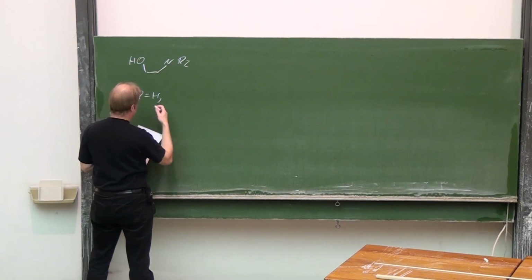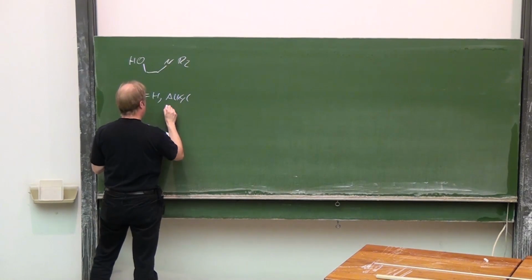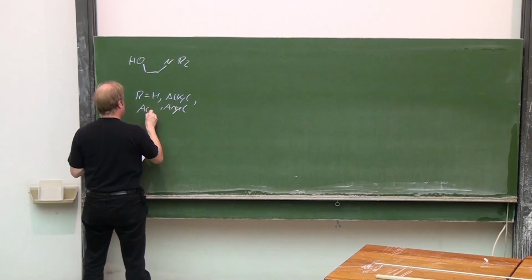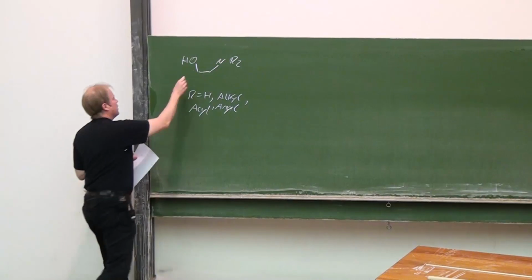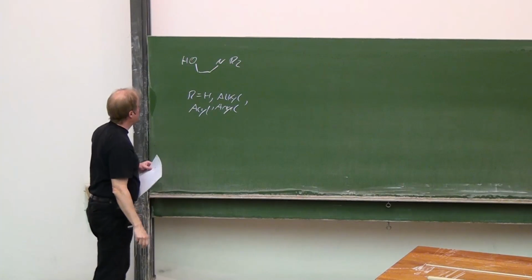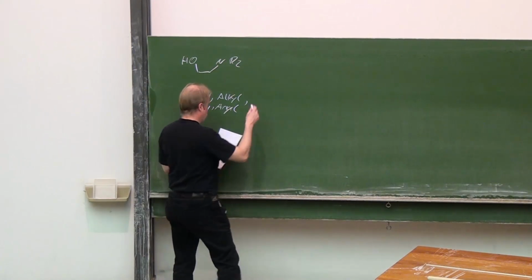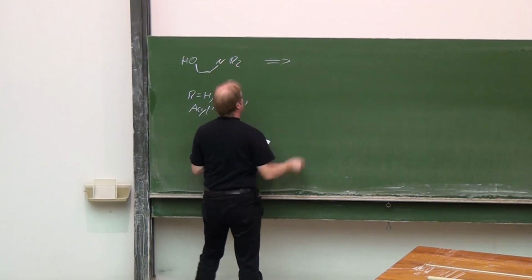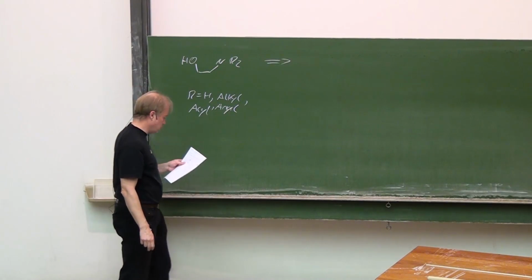Means R's might be hydrogen or alkyl or aryl, or maybe acyl. So, might be other substituents attached. This is just the general structure. So, and there are various ways to get to this situation.